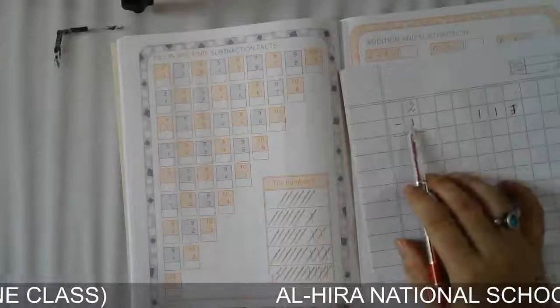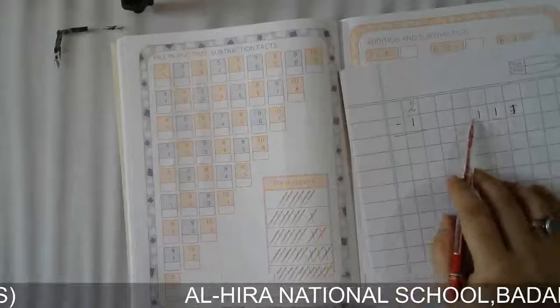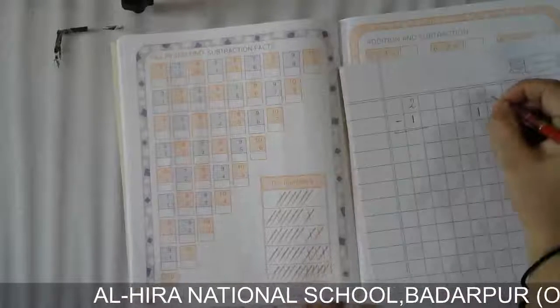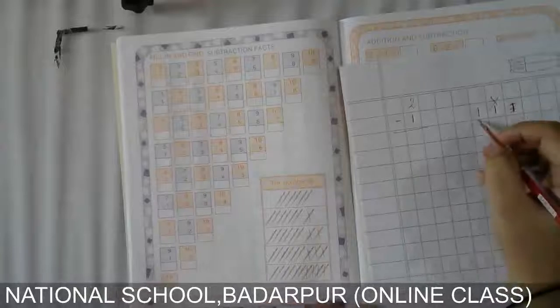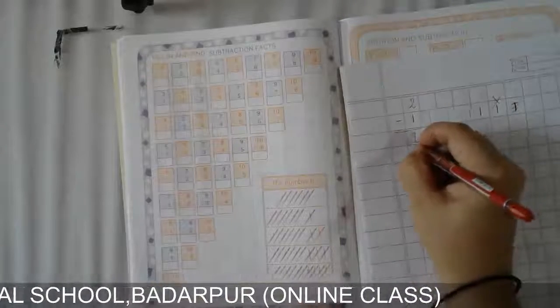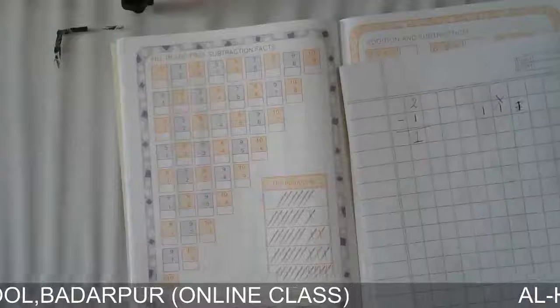1 is given, and the first number is 2. So from 2 you have to cut this 1 number. So what remains? Number 1. So 2 minus 1 is 1.